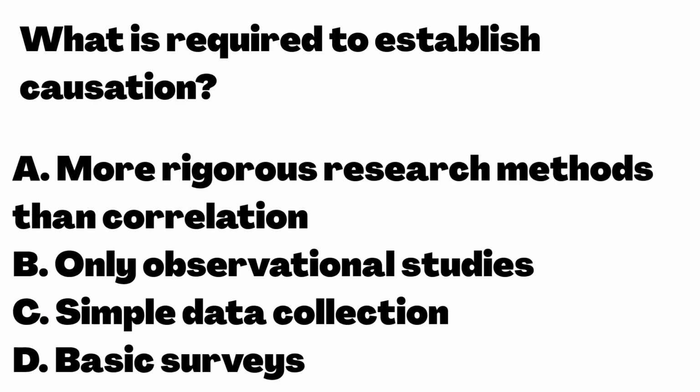What is required to establish causation? A. More rigorous research methods than correlation. B. Only observational studies. C. Simple data collection. D. Basic surveys. The correct response is A. More rigorous research methods than correlation.